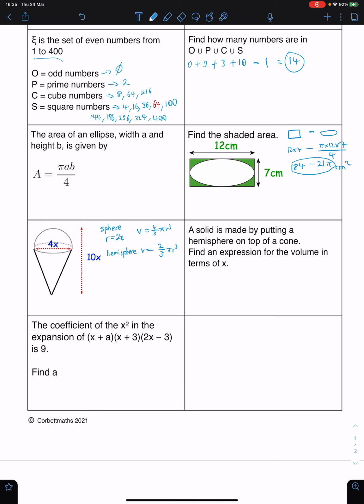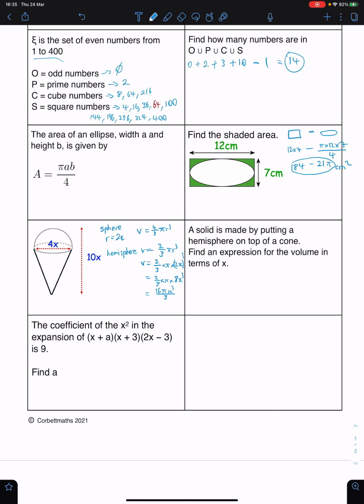So in particular, the volume is going to be 2/3 times pi times 2x cubed. Okay, so that's going to be 2/3 times pi times 8x cubed. Then we have 8 times 2, which is 16. So 16 pi x cubed over 3. Okay, then that's the hemisphere done.